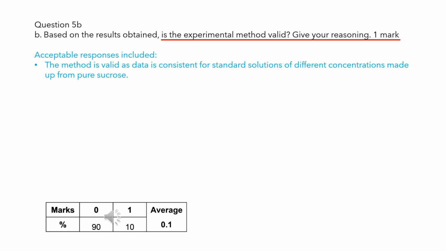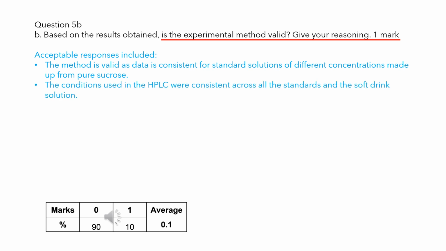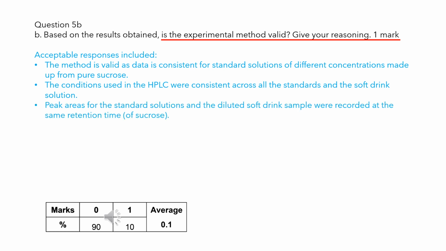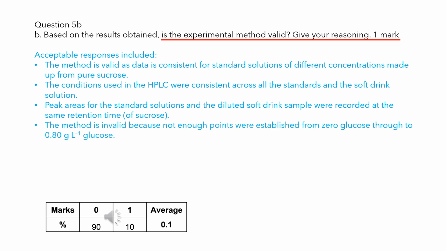The method is valid as data is consistent for standard solutions of different concentrations made up of pure sucrose. The conditions used in the HPLC were consistent across all the standards and the soft drink solution. Peak areas for the standard solutions and the diluted soft drink sample were recorded at the same retention time of sucrose. However, if you think this experiment is not valid, also okay, the method is invalid because not enough points were established from 0 glucose through to 0.80 grams per liter glucose.